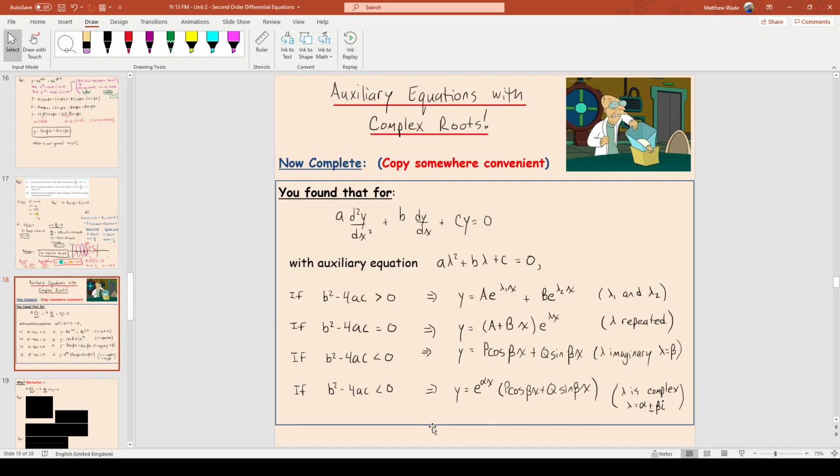Cool. So now let's do it. The bottom one, where does that formula come from? E to the alpha x, times p cos beta x plus q sine beta x. So it is the imaginary part, but it's also got the real part, so it's a complex number, and it's for this scenario. Well, let's check it. Let's find out why.